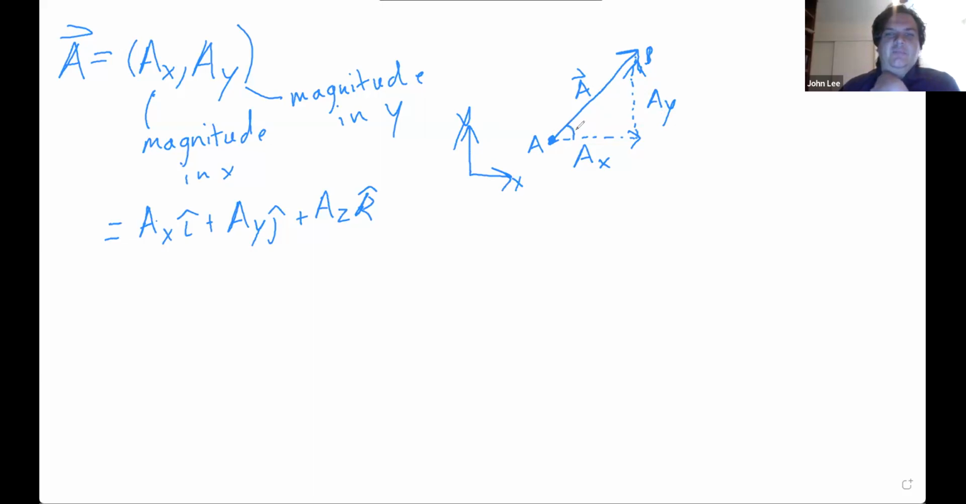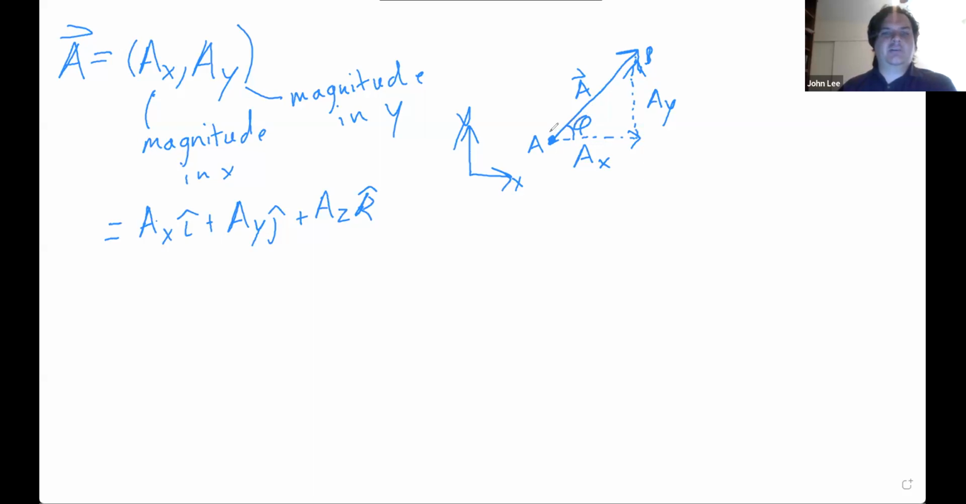And then if they have some angle phi, then that's going to be how you're going to be able to convert from polar coordinates to Cartesian coordinates, which are x, y, z, and vice versa.